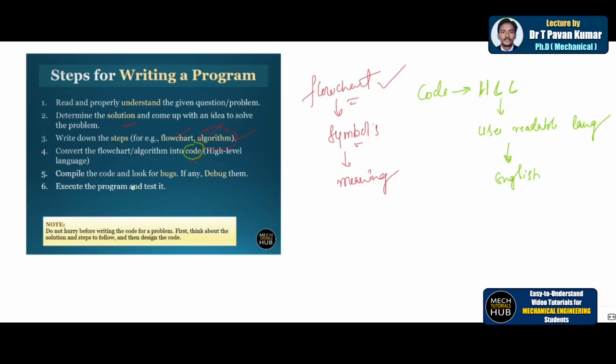Compile the code and look for bugs. Bugs are nothing but, as you all know, errors. For example, after writing the code you find an error somewhere, that will also be shown in the compiler. That will throw the error, and that has to be debugged. Unless you debug you won't get the output. Once you debug, execute the program and test it.